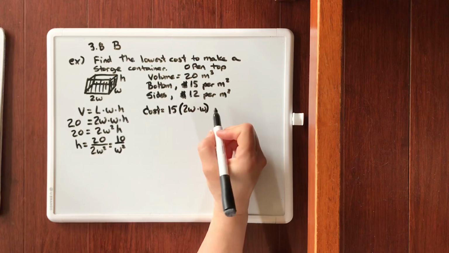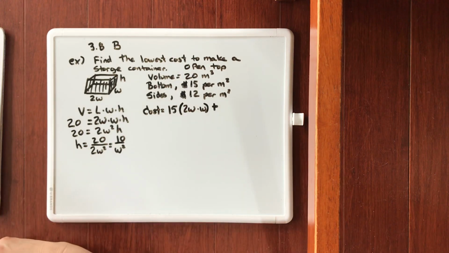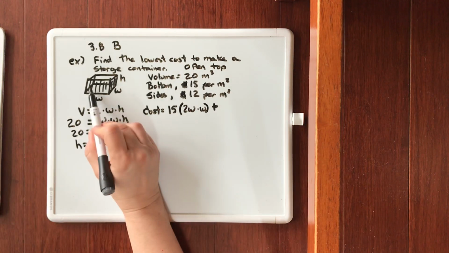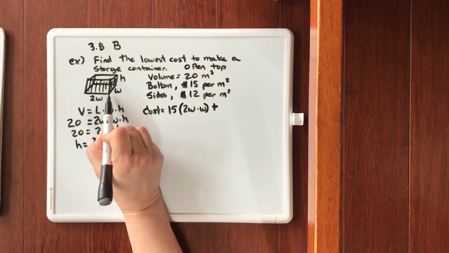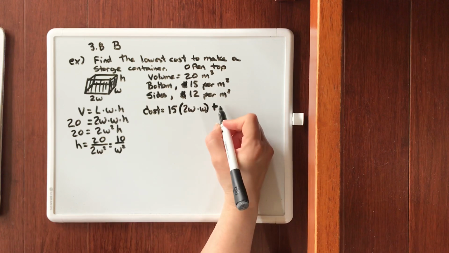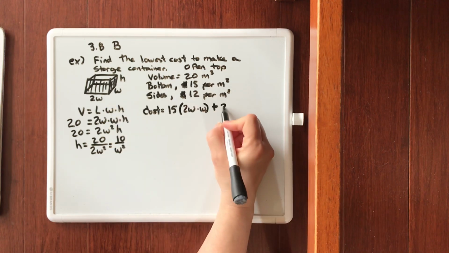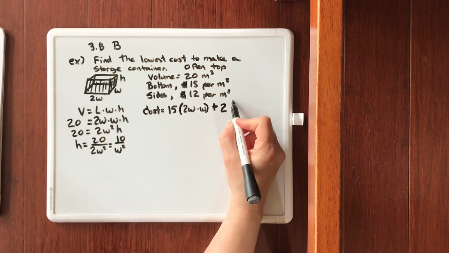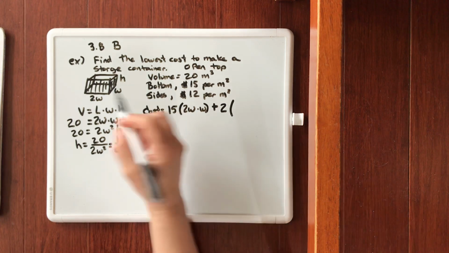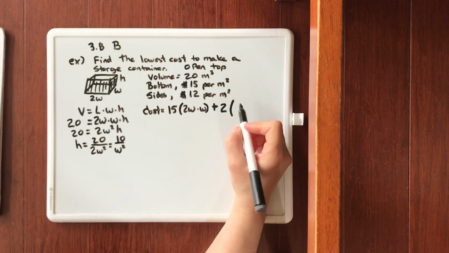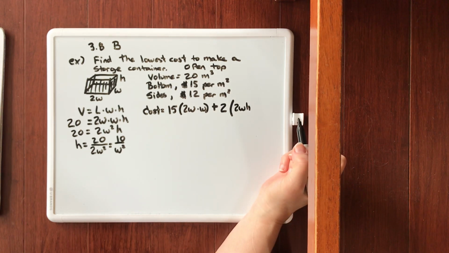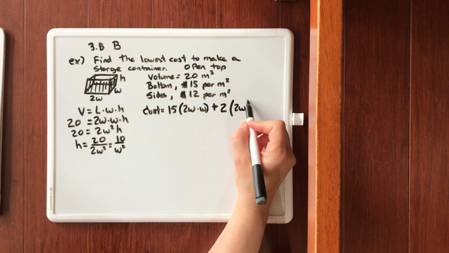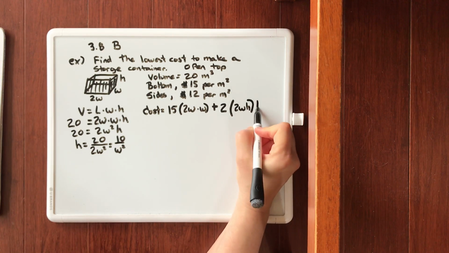Okay. Now we're going to add to that the cost of the sides. Well, we have these two sides, the front and the back, and the bottom is 2w, and then we have h. We have two of those. So two front and back to start, and the area is 2w times h. All right. And what do we also know about that? We know that is $12.